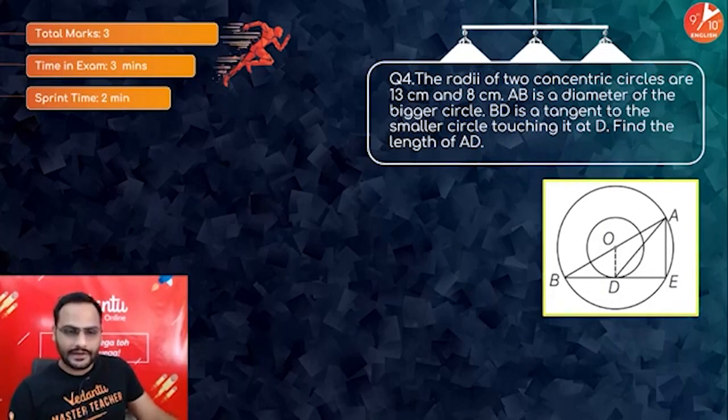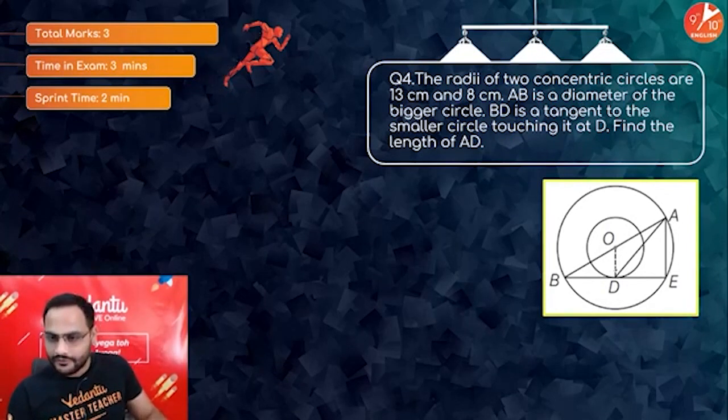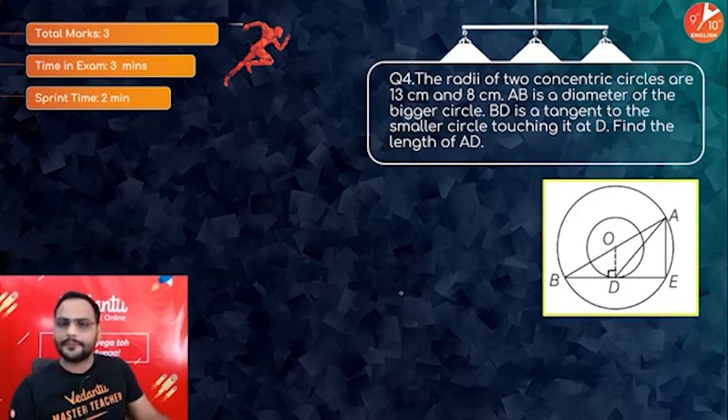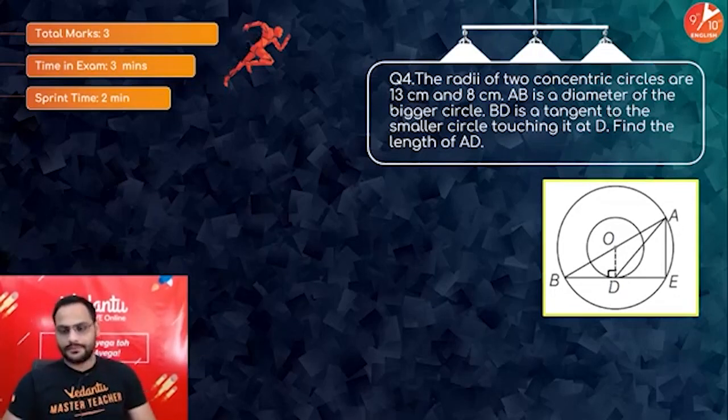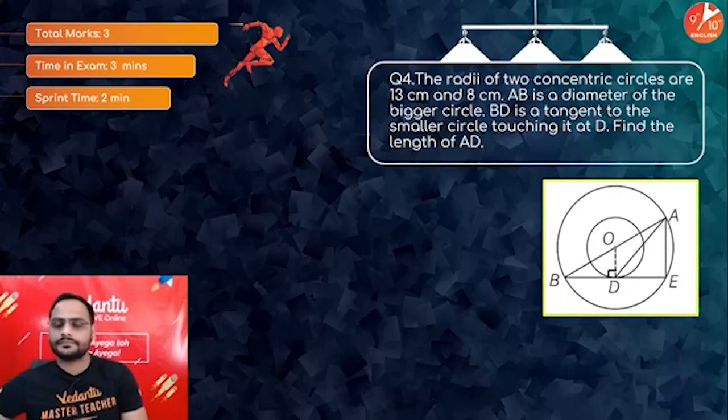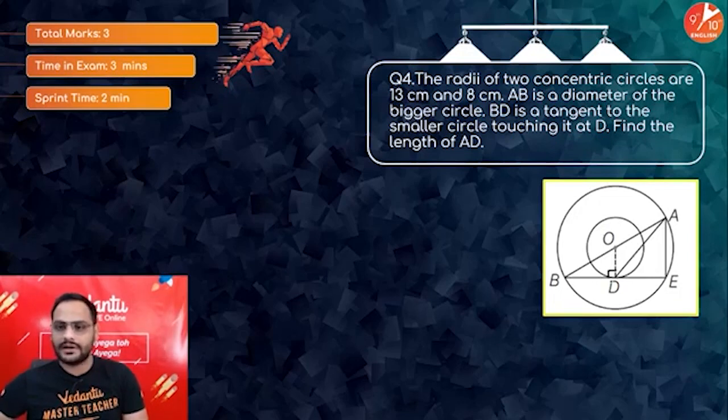So I know very well that if it is the point of contact, this angle will be 90 degrees. Then find the length of AD. Length of AD we need to find out. So how can we get it? So length of AD, look.